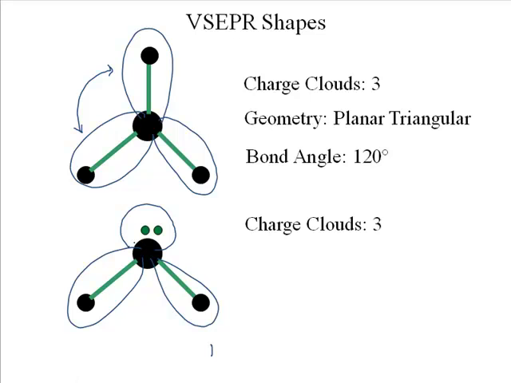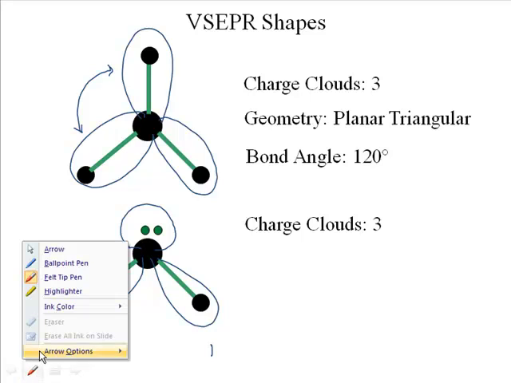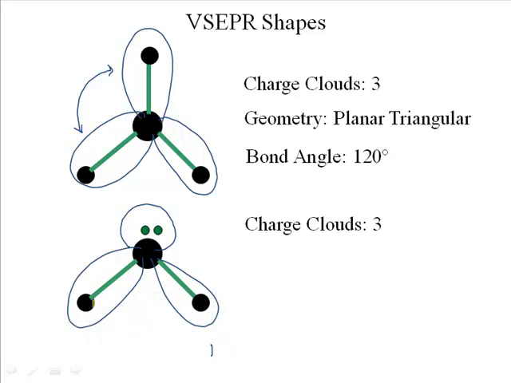So on this structure, I still have 3 charge clouds, but this no longer looks like a flat triangle. In fact, if we look carefully at it, one way to think about it is that it quite literally just looks like a stick that we have bent. And that's exactly what we're going to call this geometry. This is called the bent geometry.